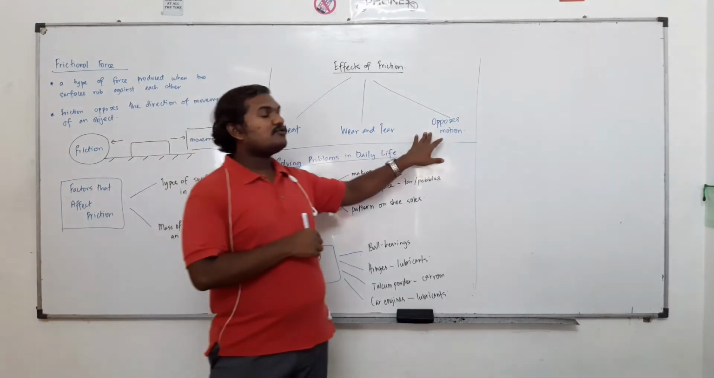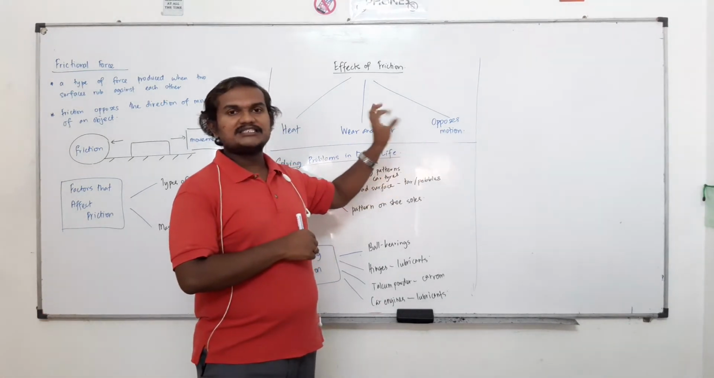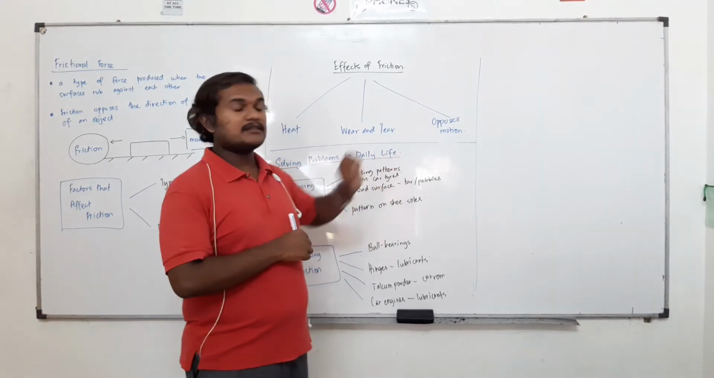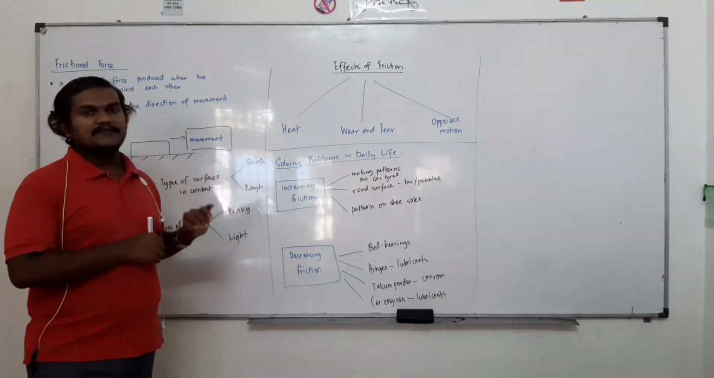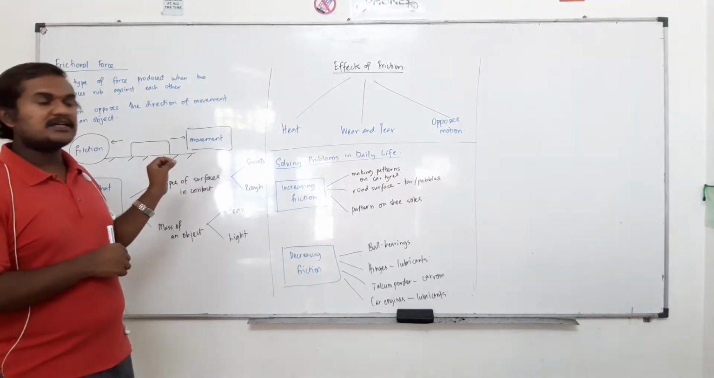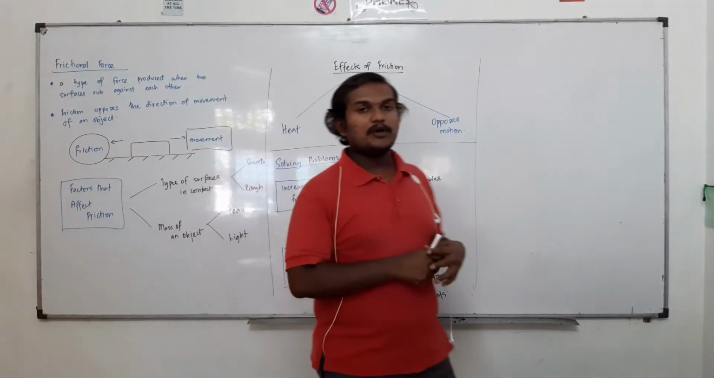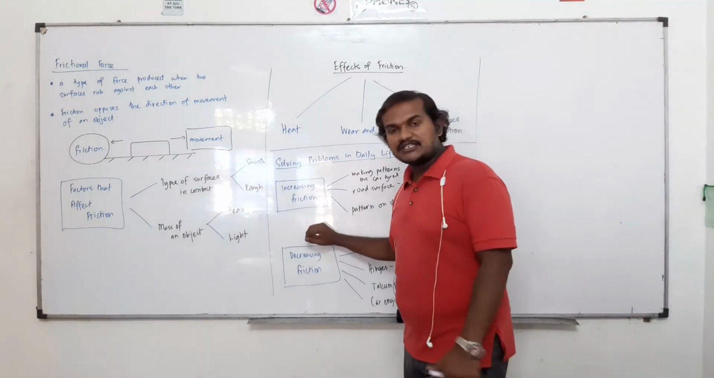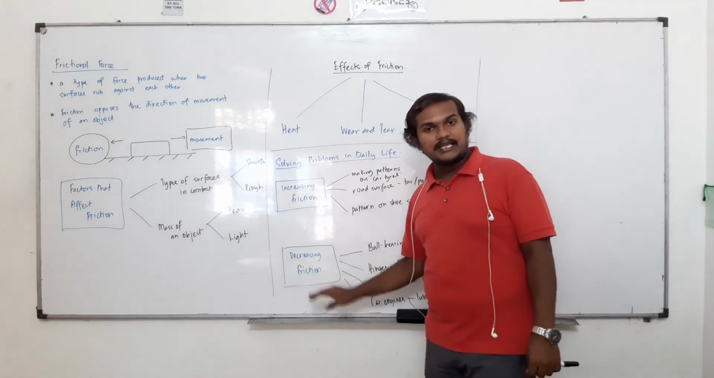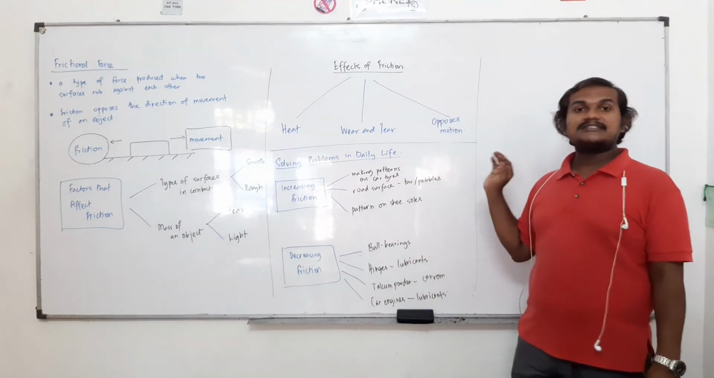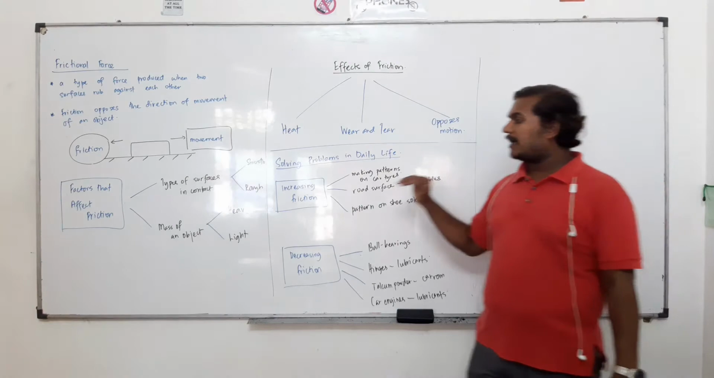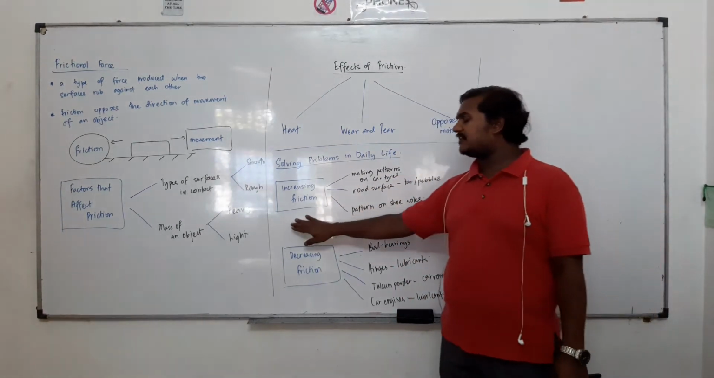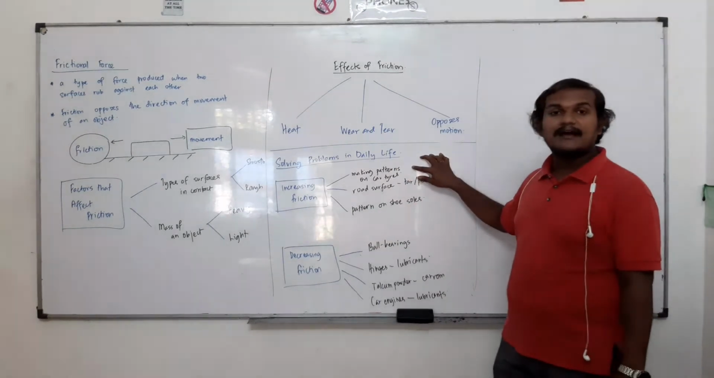So here what we have to understand, the third effect of friction is actually what? Slowing down the objects or stopping the object. Next one, this frictional force or the friction can be used in solving problems in our daily life. When you go for friction, increasing friction or decreasing friction, in both cases you can solve certain problems in daily life.